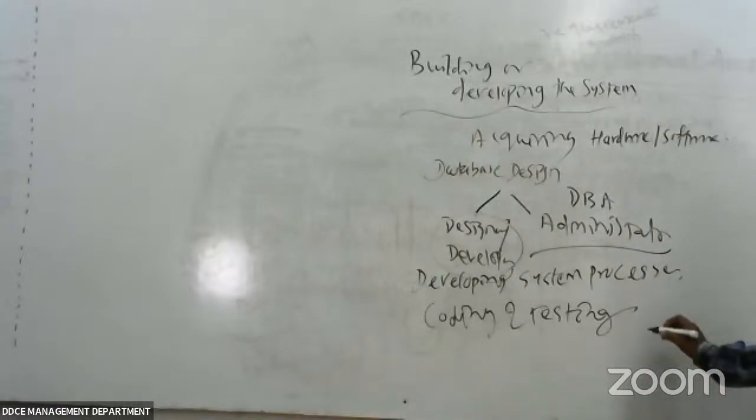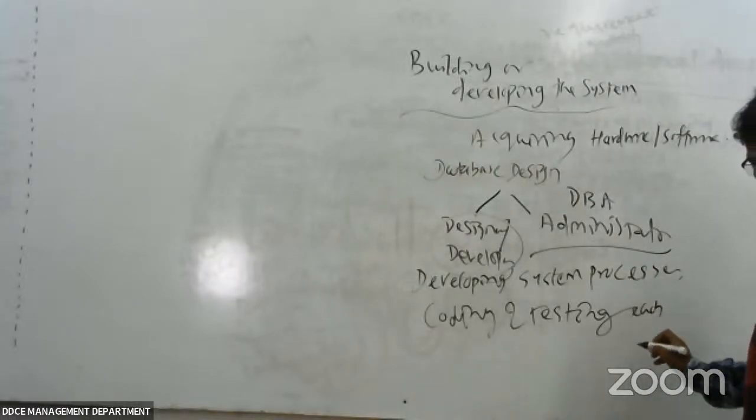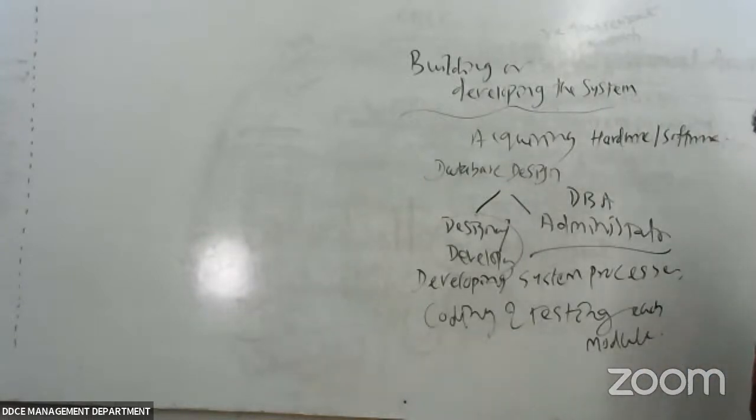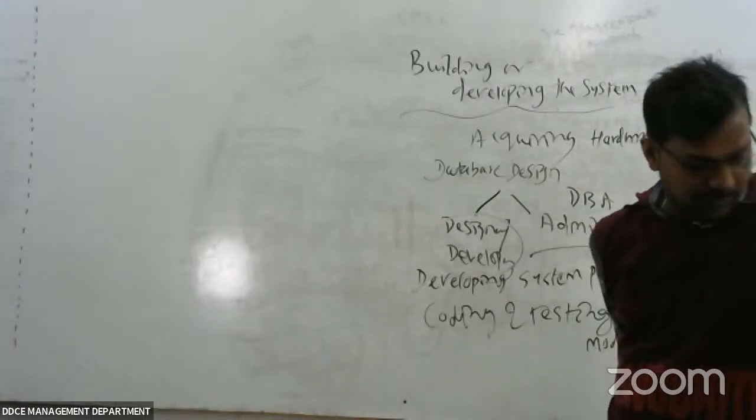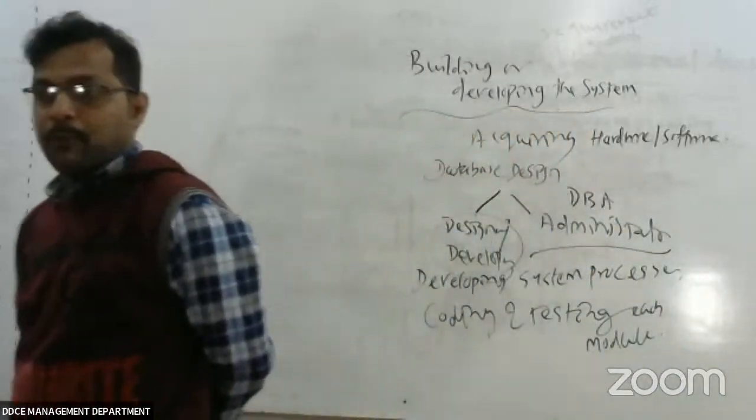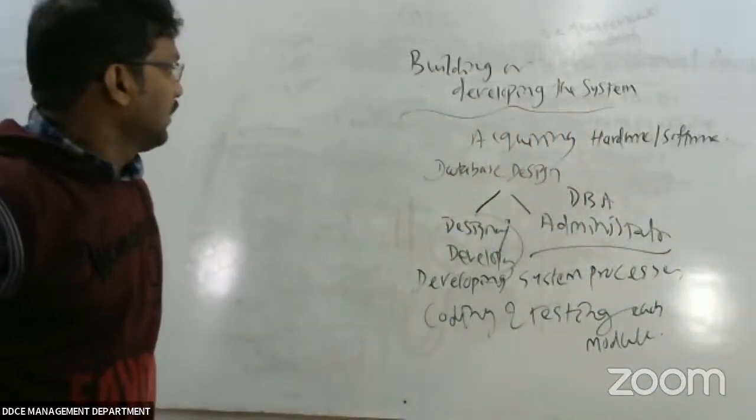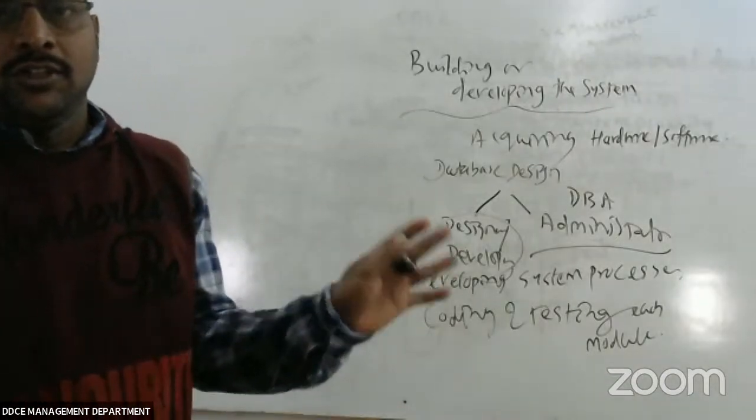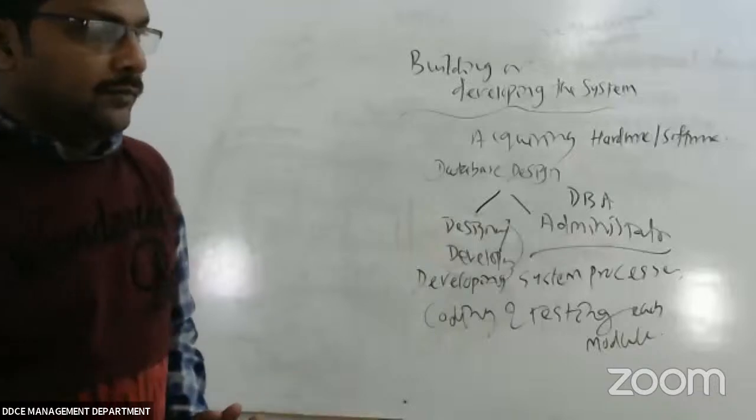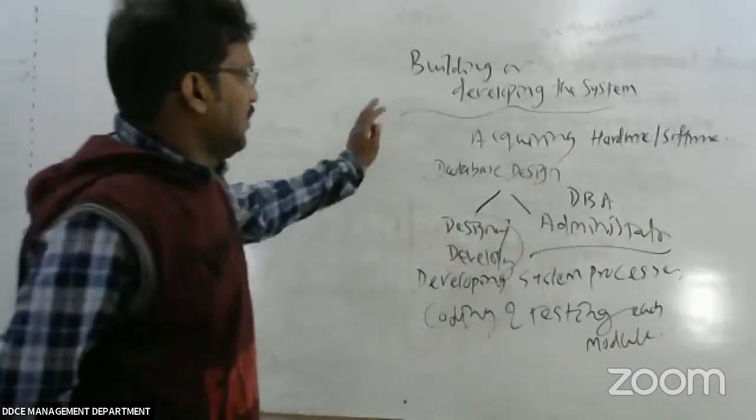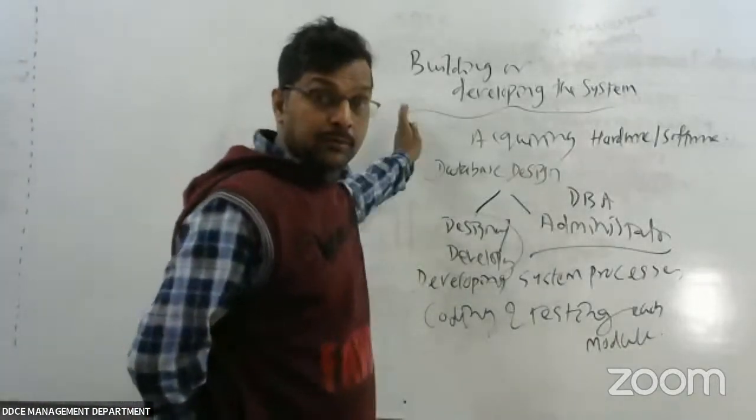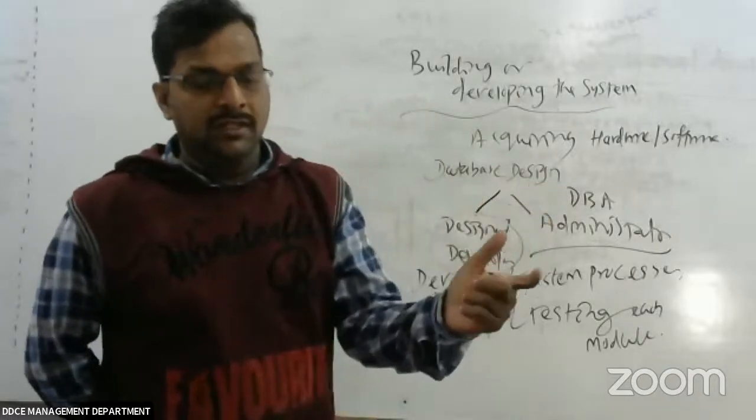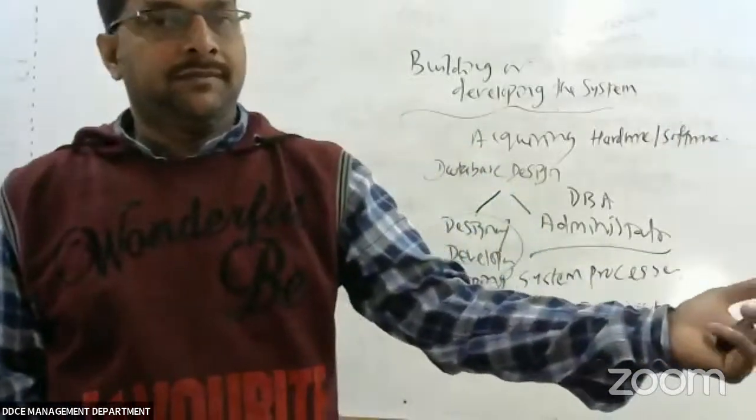Coding and testing. Now, in this approach, we have to build or develop the system. Every system must follow this. What are the hardware and software requirements? So we have to acquire them. What are the database requirements? Because always the most important is the database.